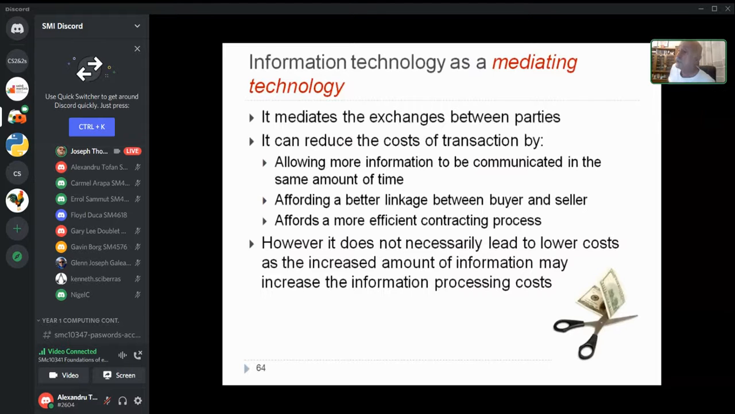However, although in general information technology will lead to lower costs, it is not always the case. Because sometimes the more information that we have, the more we spend on processing that information.